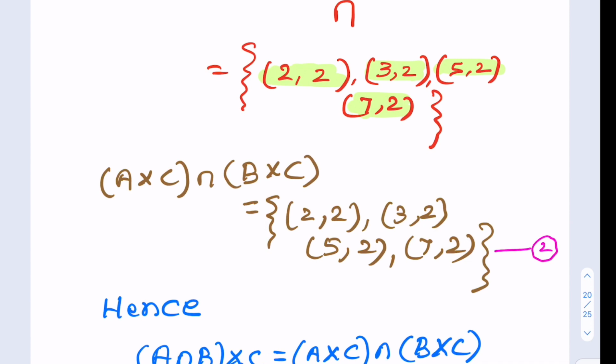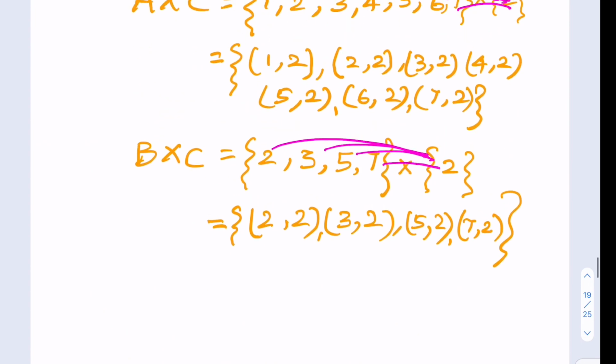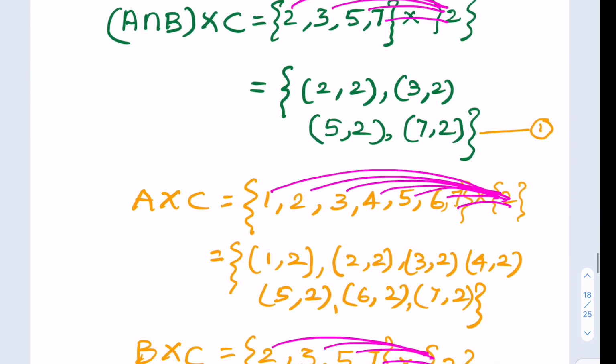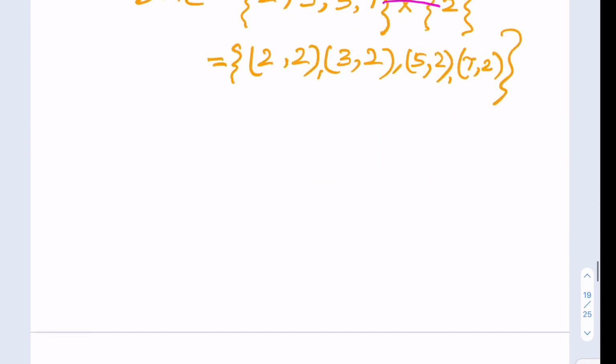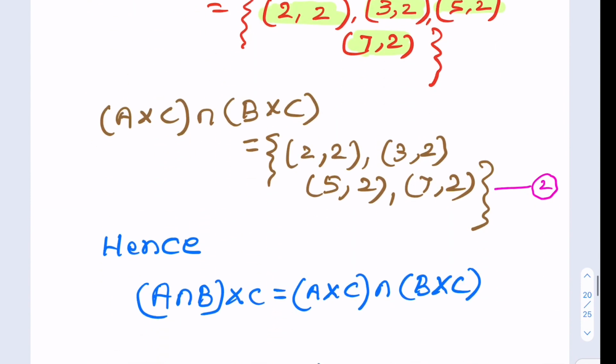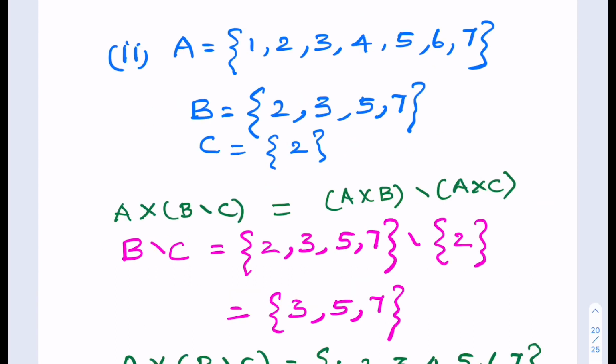Now let us go and find out our equation 1. We see the right hand side of 1 is the same as the right hand side of 2. So we have found out that (A ∩ B) × C is equal to (A × C) ∩ (B × C). Hence verified.